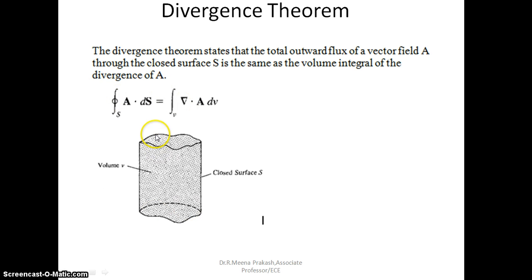So it relates surface integral to volume integral. Remember, the divergence theorem relates surface integral to volume integral. That is, closed surface integral of A dot ds equals volume integral of del dot A dv. Del dot A means divergence. That is the volume integral of the divergence of A. Net outward flux is equal to the volume integral of divergence of A. So this is the divergence theorem.